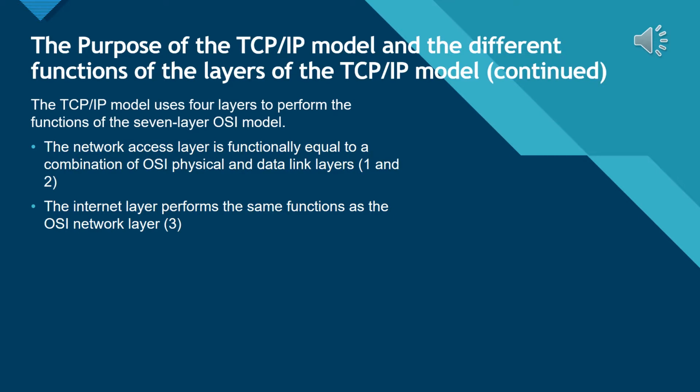The TCP/IP model uses 4 layers to perform the functions of the 7-layer OSI model. The network access layer is functionally equal to a combination of the OSI physical and data link layers, which are 1 and 2. The Internet layer performs the same function as the OSI network layer. Number 3.